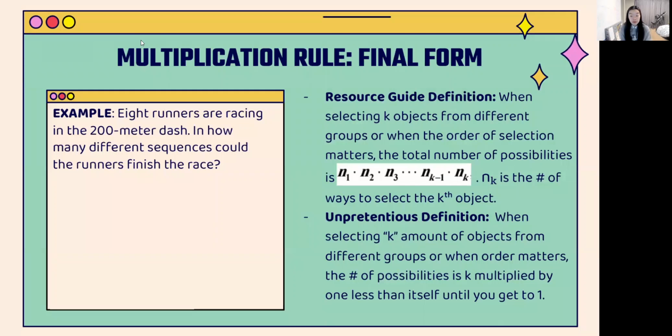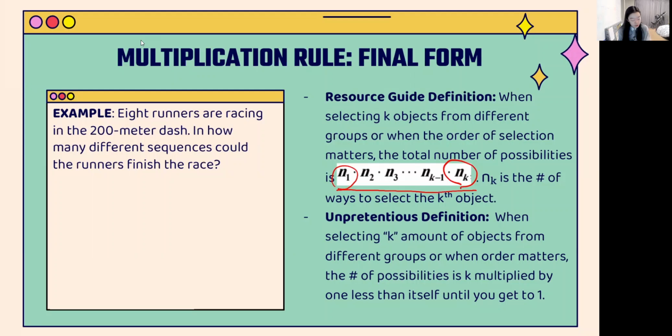Now this is the final form of the multiplication rule with an actual formula this time. And this rule says when selecting k amount of objects from different groups or when order matters, the number of possibilities is k multiplied by 1 within itself until you get to 1. So that's what you see in this formula here. You have this first number, second number, and then you're going to get all the way down to nk, where nk is a number of ways to select the kth object. So it's confusing, but we'll put it to a practice problem.